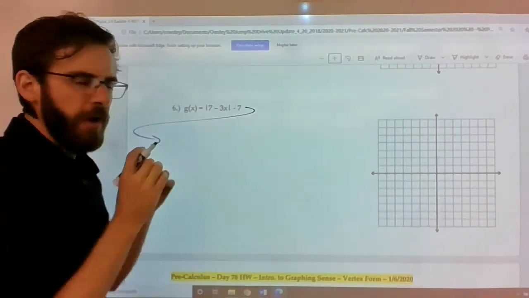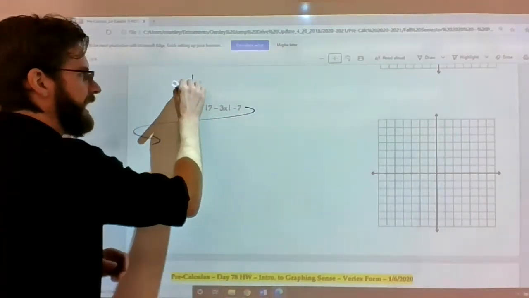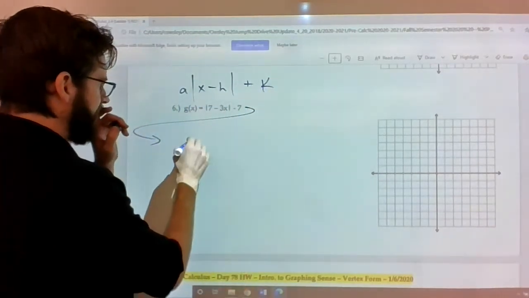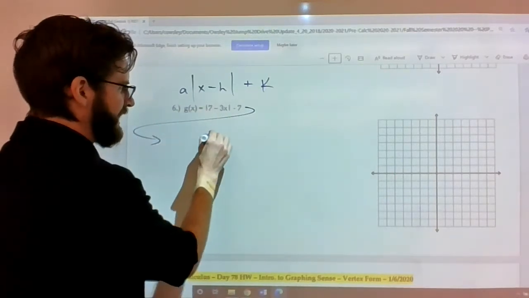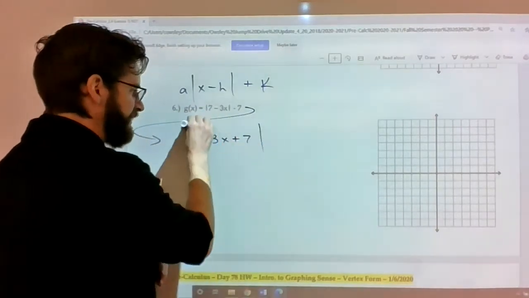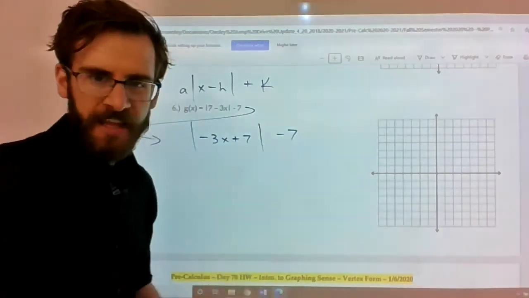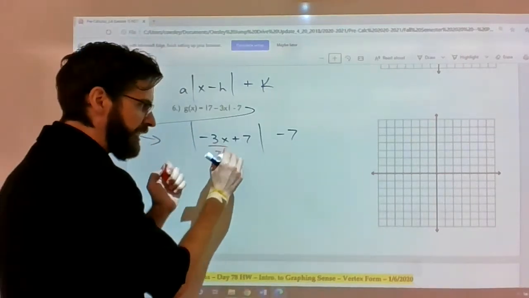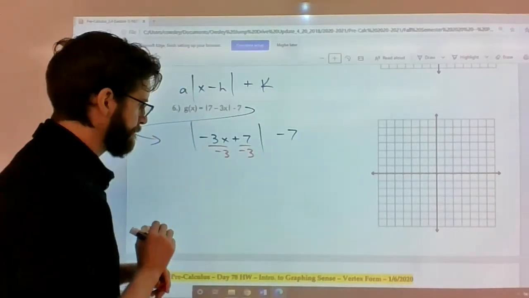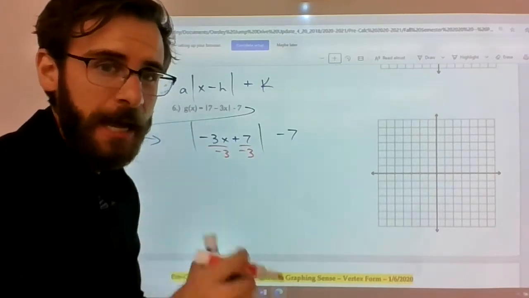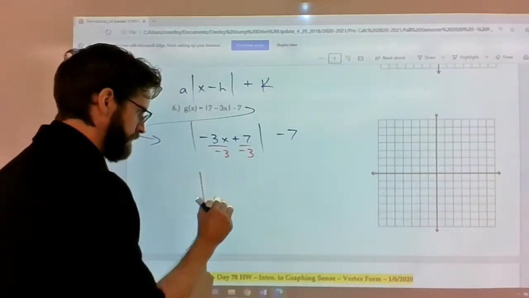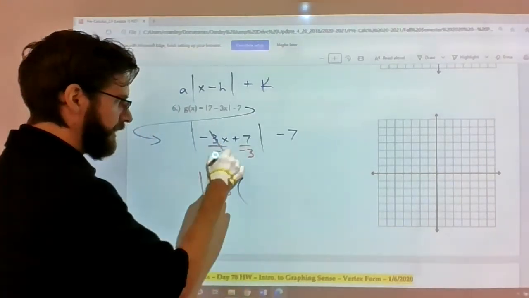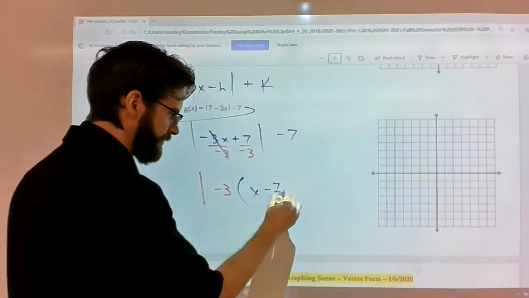All right, so I want to rewrite this in vertex form, which is a times the absolute value of x minus h, plus k. So I'm going to rearrange this inside here, call it -3x plus 7, inside the absolute value bars. The -7 stays on the outside. Now I can factor out of the expression a -3, but it's still stuck inside the absolute value bars. So this is going to be x minus 7/3.